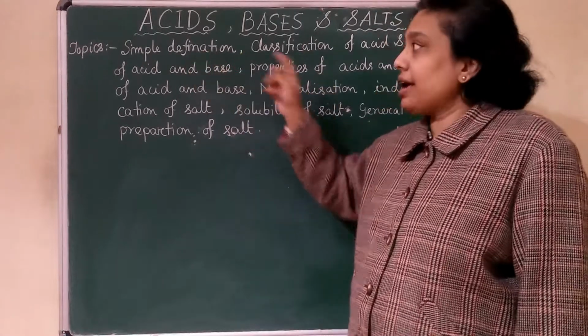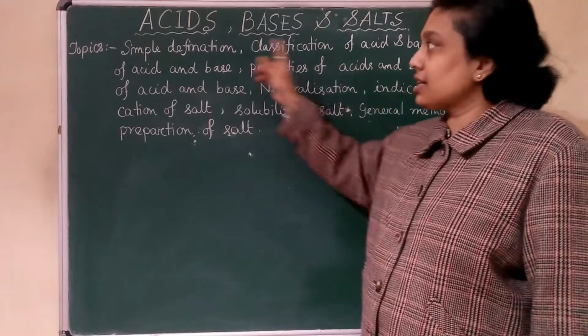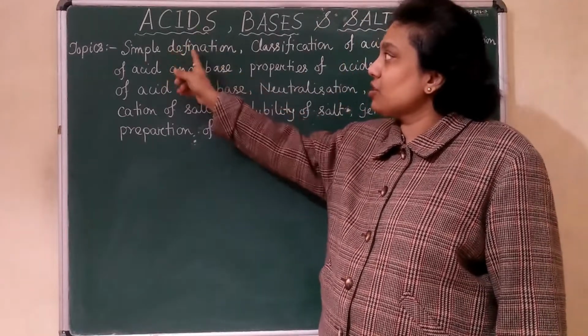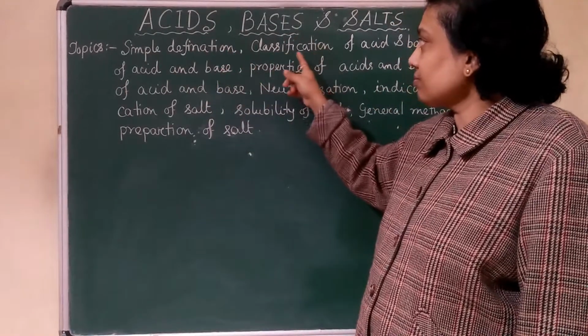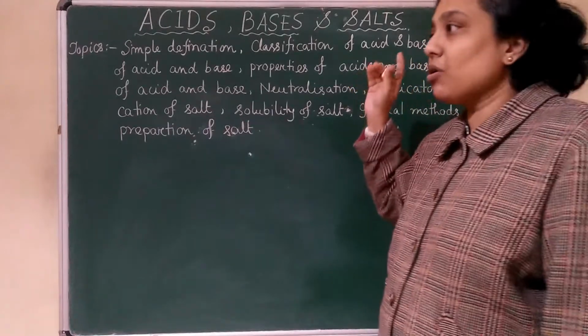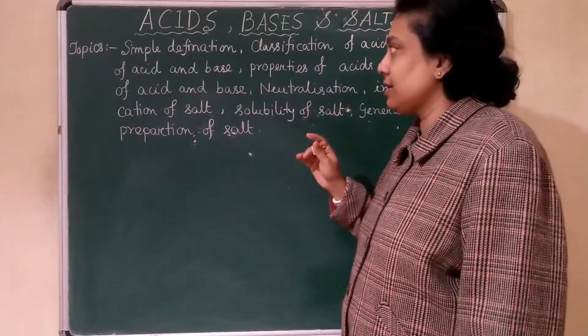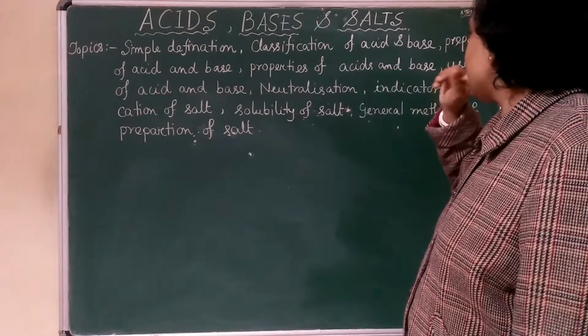First one is the definition of acid and base. Salt definition we will discuss later. First is the simple definition of acid and base. Then classification of acid and base: concentrated acid, dilute acid. So that is the classification of acid and base.